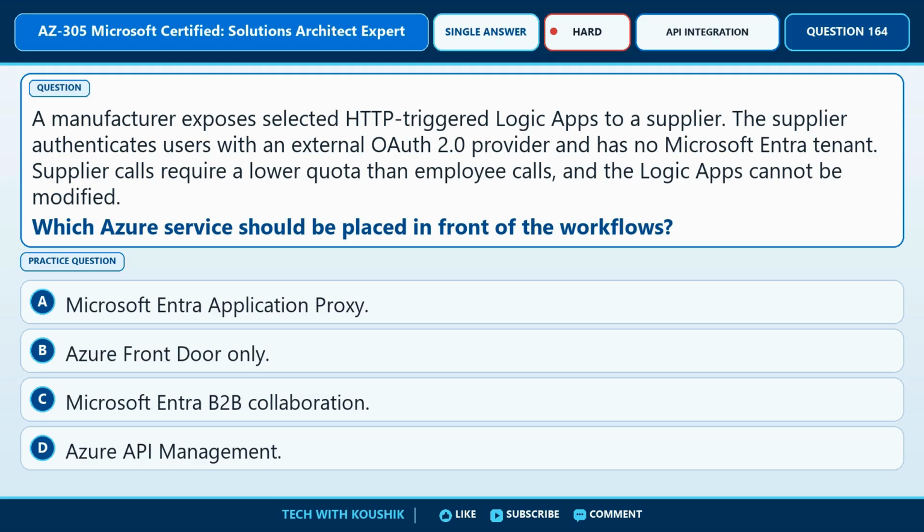Available choices. Option A, Microsoft Entra Application Proxy. Option B, Azure Front Door only. Option C, Microsoft Entra B2B Collaboration. Option D, Azure API Management.